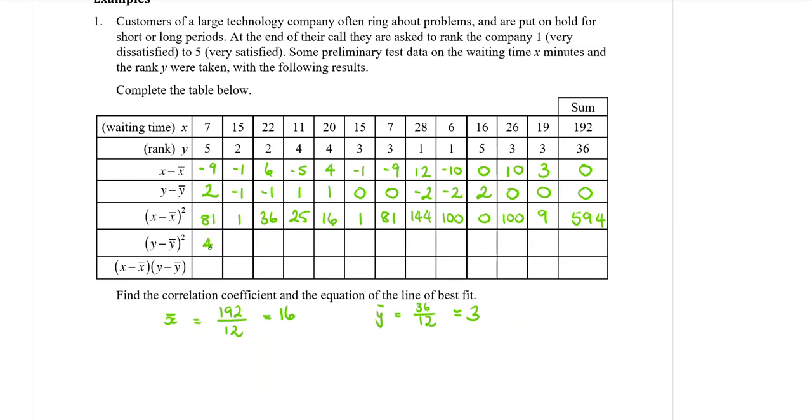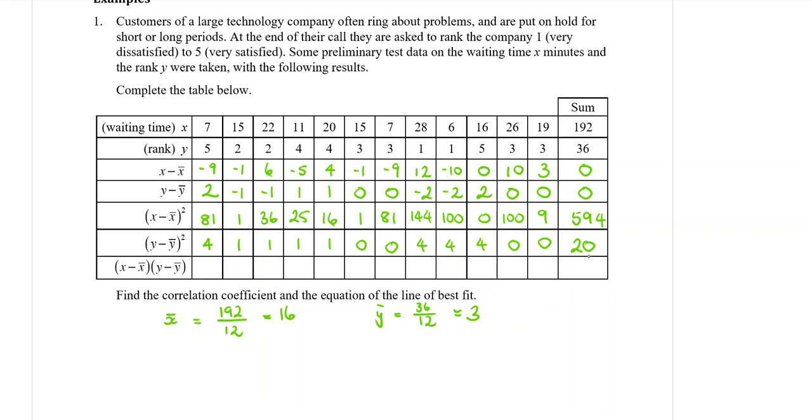Now go through and square all of your y minus average y. 2 squared is 4. Minus 1 squared is 1. 1, 1, 1, 0, 0, 4, 4, 4, 0, 0. And that adds to 20.